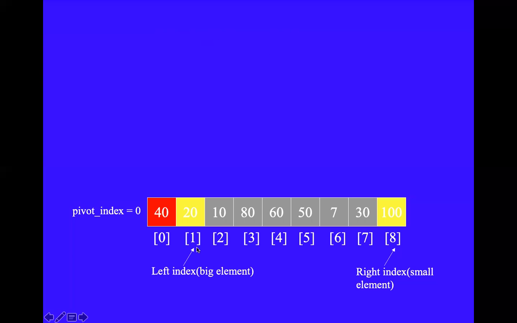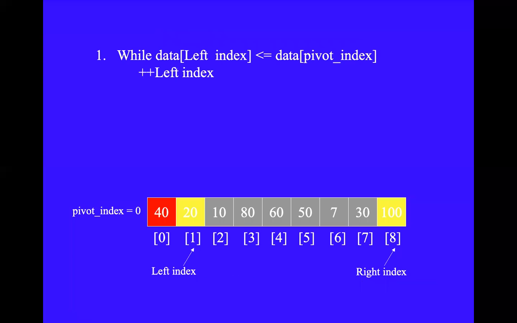So what is the first step here? While data of left index is less than or equal to data of pivot index. What is the data of left index? It is 20. If it is less than the pivot, that means 40, then 20 is less than 40, so increase the left index. Left index equals left index plus 1, that means 1 plus 1, equal to 2.